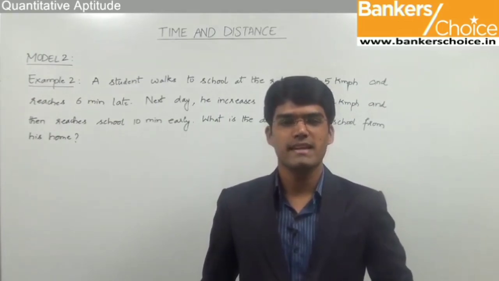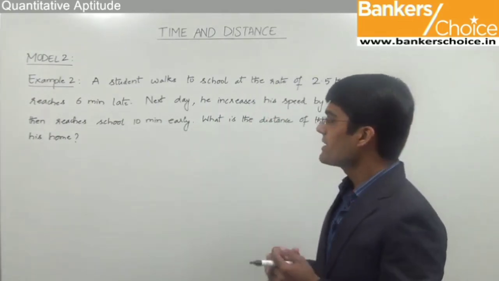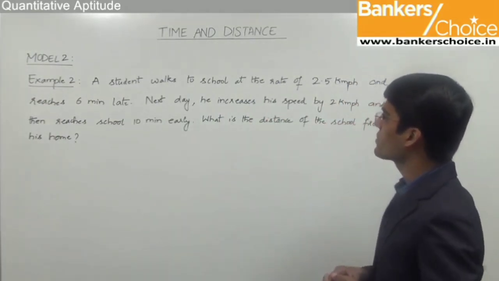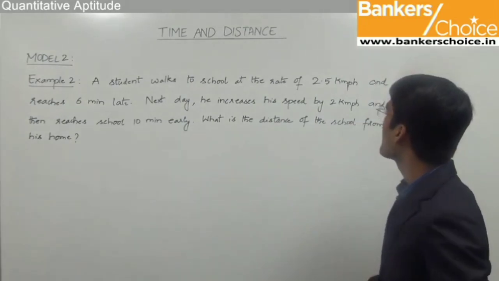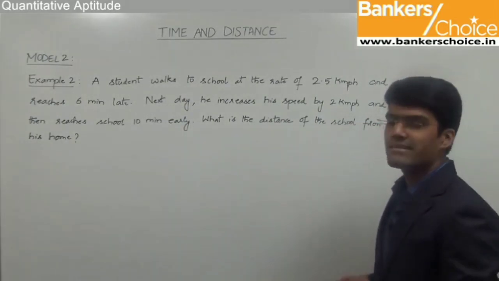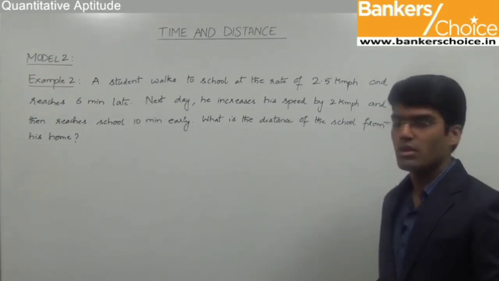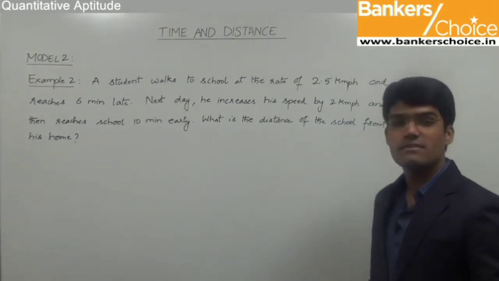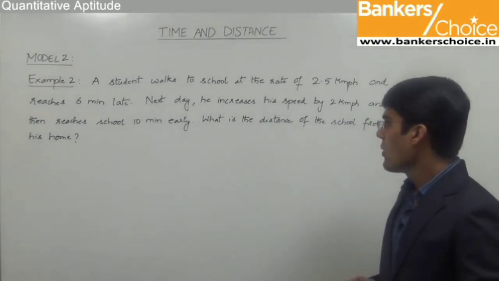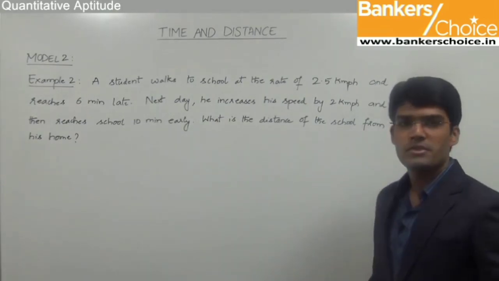Let us now take the second example from model 2. The question here is, a student walks to school at the rate of 2.5 kilometers per hour and reaches 6 minutes late. Next day, he increases his speed by 2 kilometers per hour and then reaches school 10 minutes early. What is the distance of the school from his home?